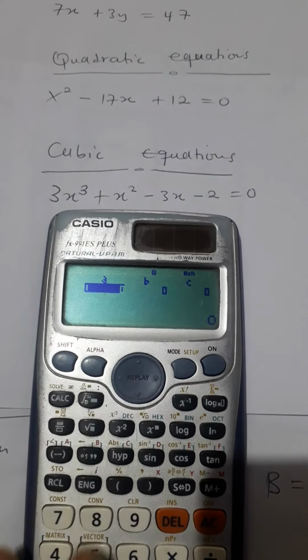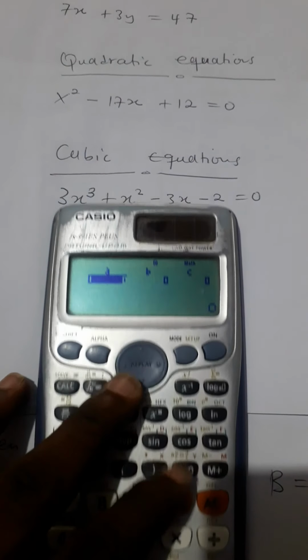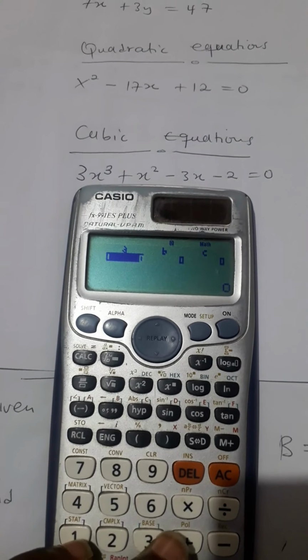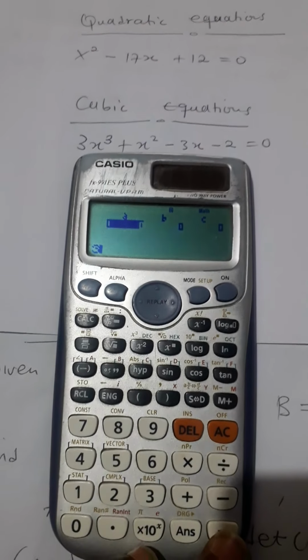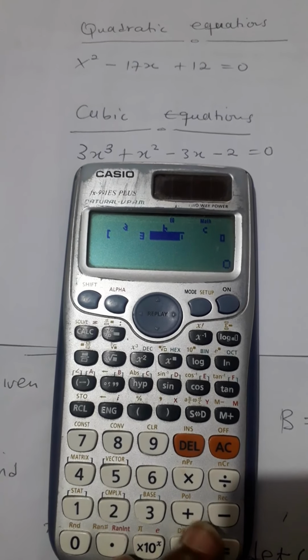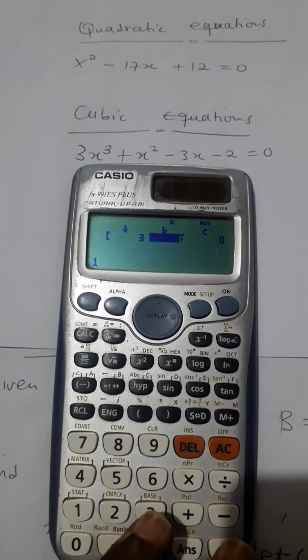So here, the coefficient of x cubed, which is a, is what? 3. So I just press 3. Now press equal to. Then 1, and I press equal to.